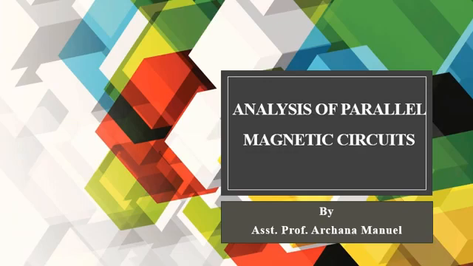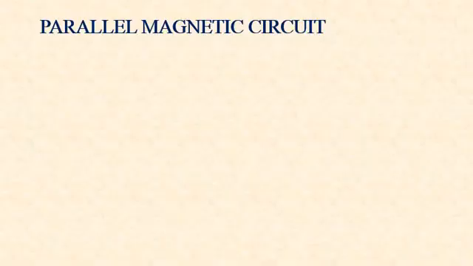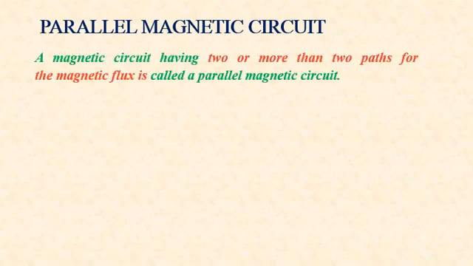In this segment, we will be seeing some general guidelines that help you to solve numericals on parallel magnetic circuit. So, first of all, what is a parallel magnetic circuit? A magnetic circuit having two or more than two paths for the magnetic flux is called a parallel magnetic circuit. That is, a parallel magnetic circuit will have more than one flux path.